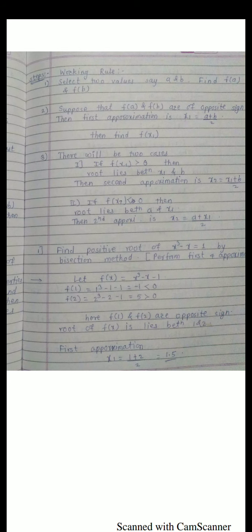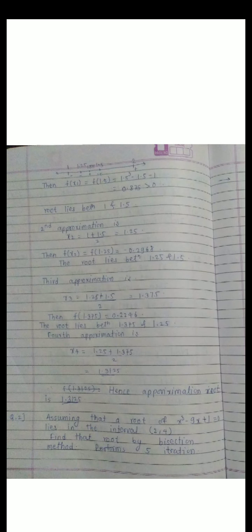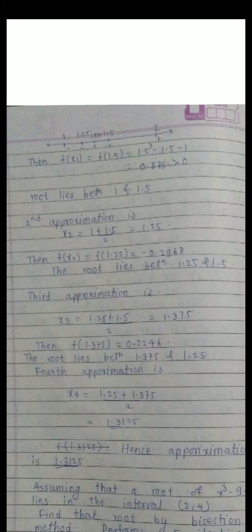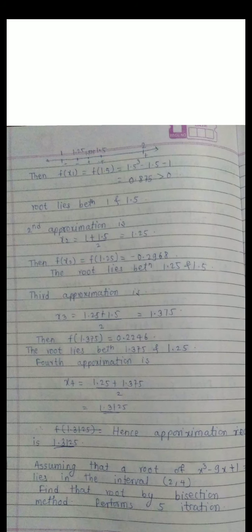By the working rule, our first approximation should be 1 plus 2 by 2. Our first value a is 1, here b is 2, and a plus b by 2 is our first approximation. Therefore x1 is equal to 1 plus 2 by 2, which is 1.5. Now our next step is to find the value of f of x1. Here x1 is 1.5, and if we replace x is equal to 1.5 in the polynomial, we get 0.875, which is greater than 0.